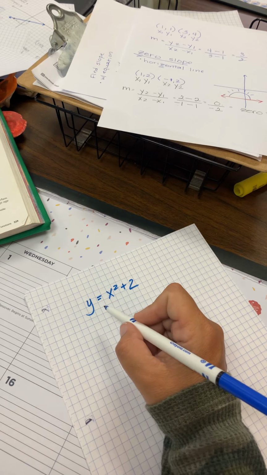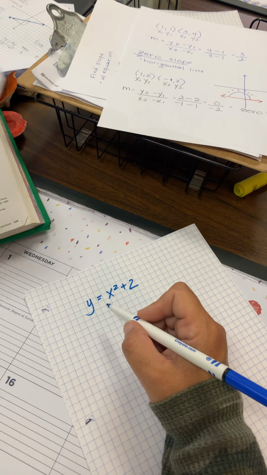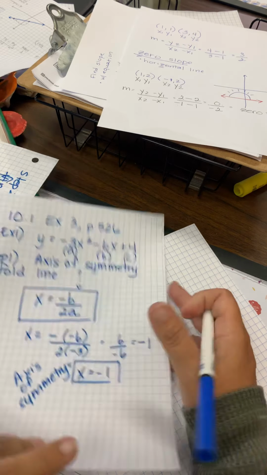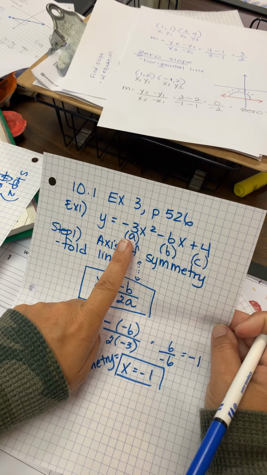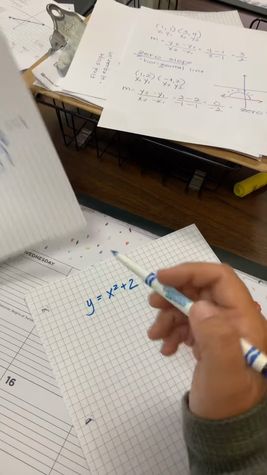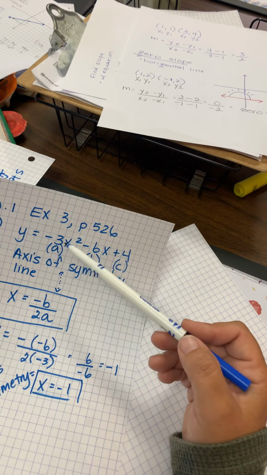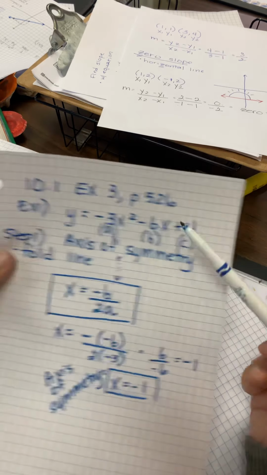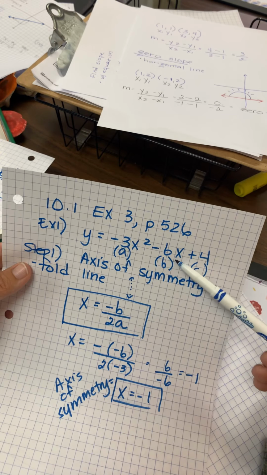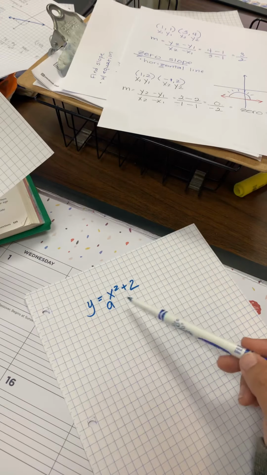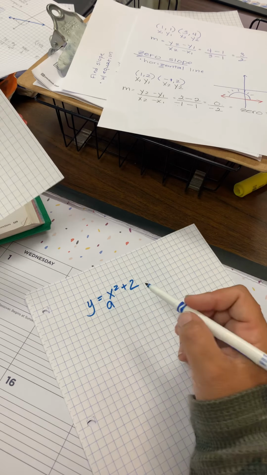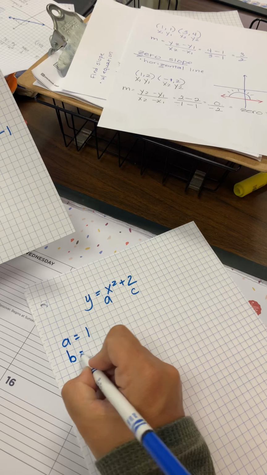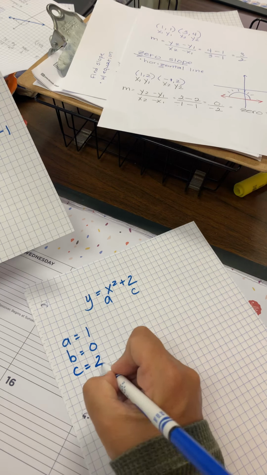The first step, if you go back to my notes, is that I didn't state this earlier, but the first step should actually be to label A, B, and C. So your A is always the number that's in front of the x squared. So this is your A. The B is the number that's in front of x. So this time we don't have just a regular x. So B, we don't have a B. And this is C. So A is 1, B is 0, and C is 2.